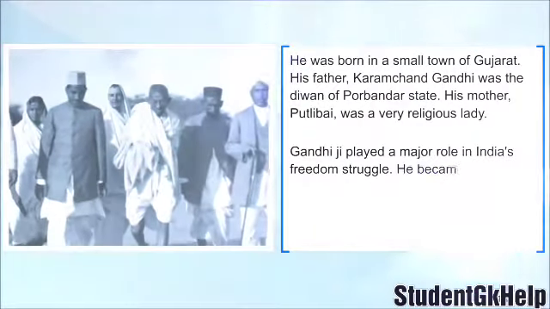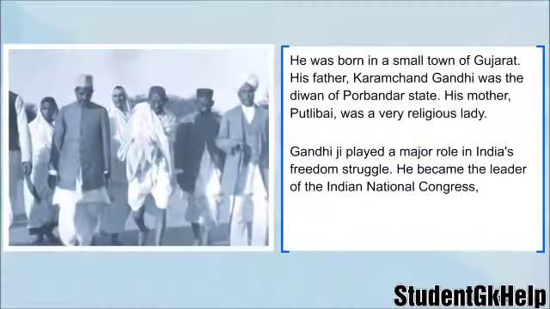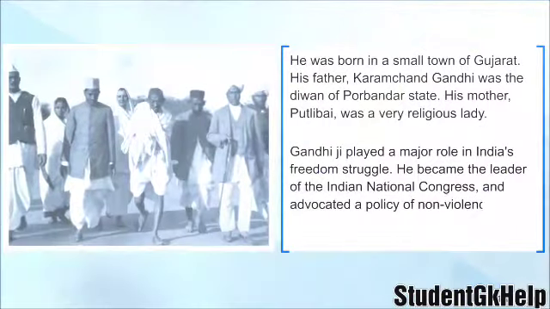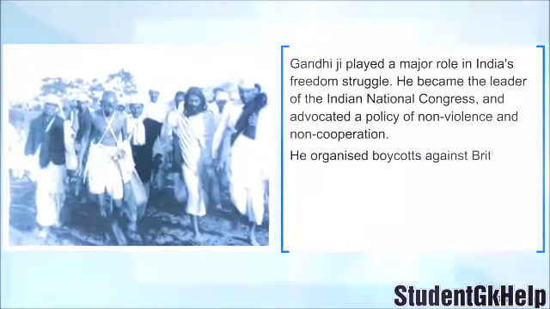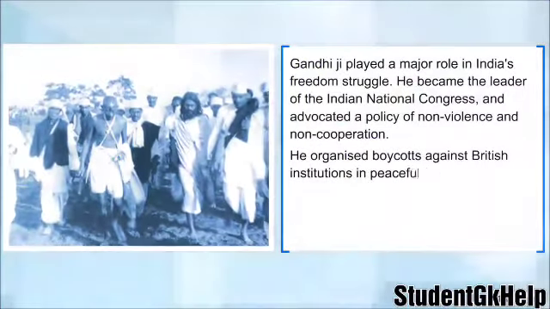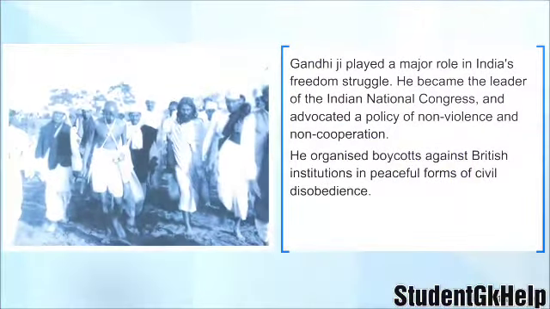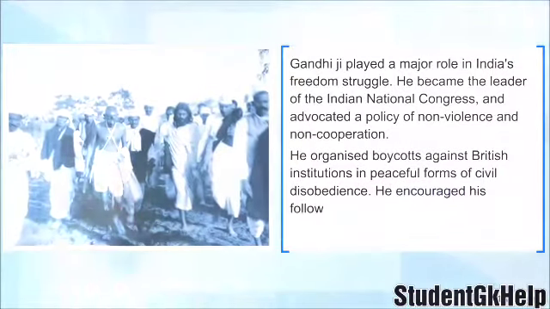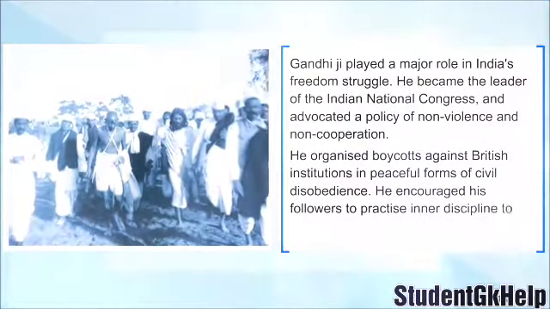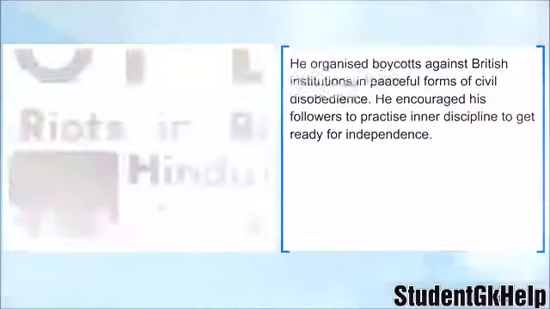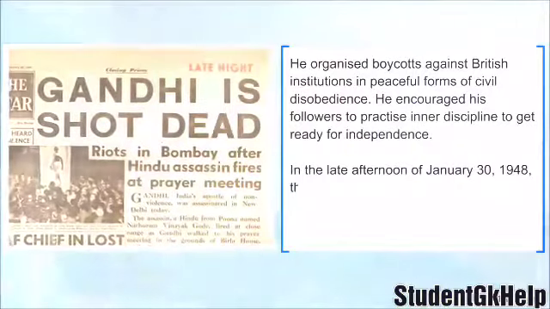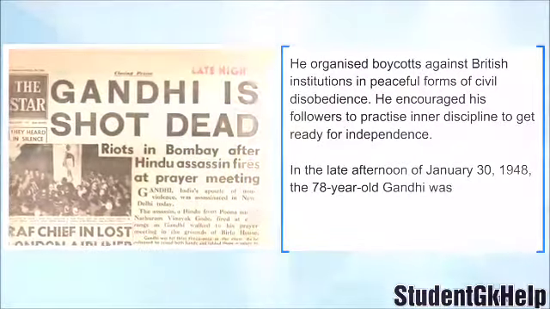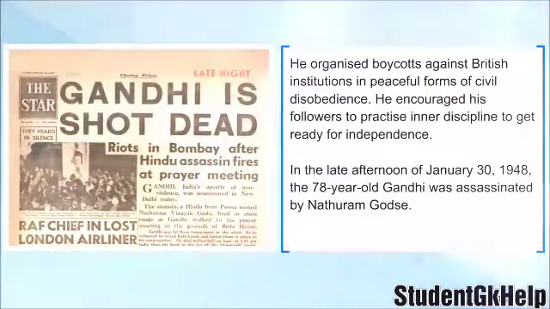Gandhiji played a major role in India's freedom struggle. He became the leader of the Indian National Congress and advocated a policy of non-violence and non-cooperation. He organized boycotts against British institutions in peaceful forms of civil disobedience. He encouraged his followers to practice inner discipline to get ready for independence. In the late afternoon of January 30, 1948, the 78-year-old Gandhi was assassinated by Nathuram Godse.